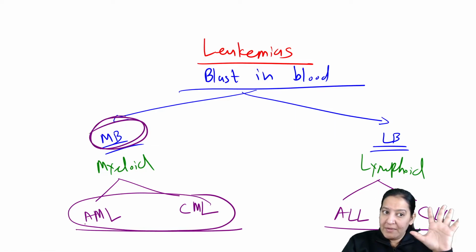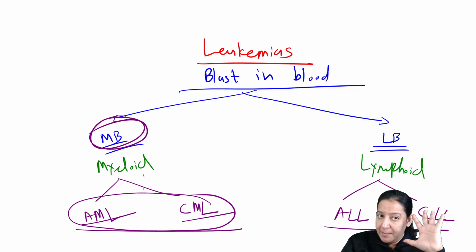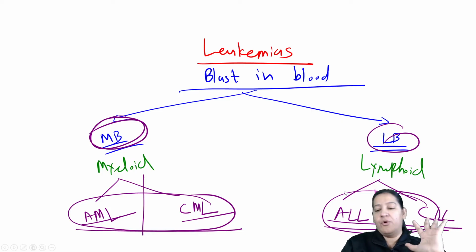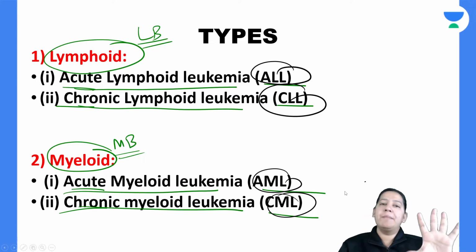Now, what is the difference between these two? How will you identify the different images of them? I will show you. In ALL and CLL, the lymphoblast will come in the blood. So I will show you the images of all the four leukemias. If you got the basics, now you will be able to understand the images.